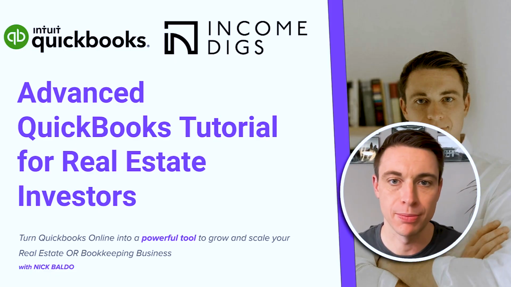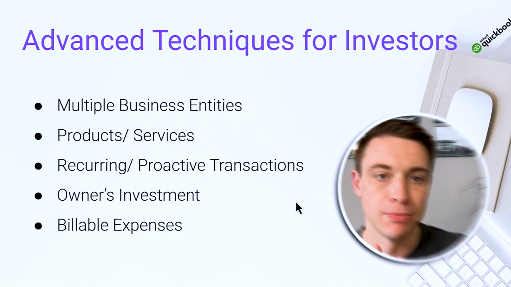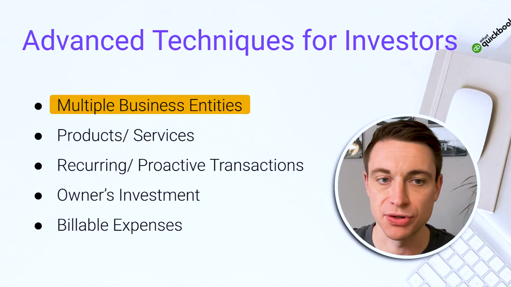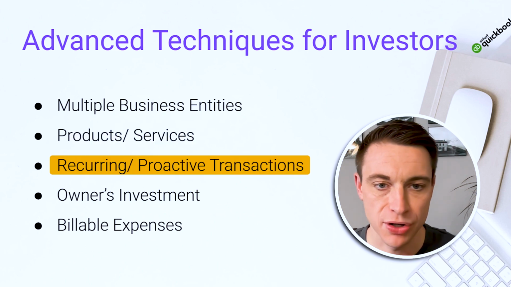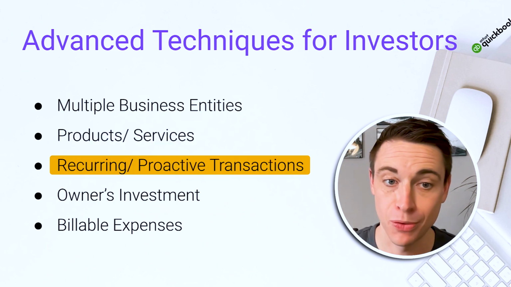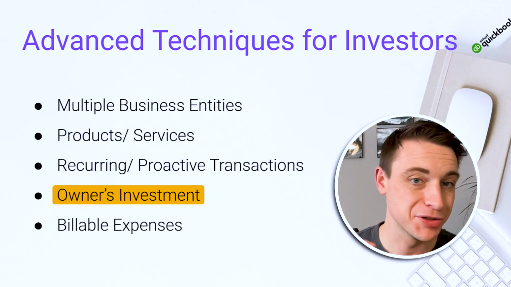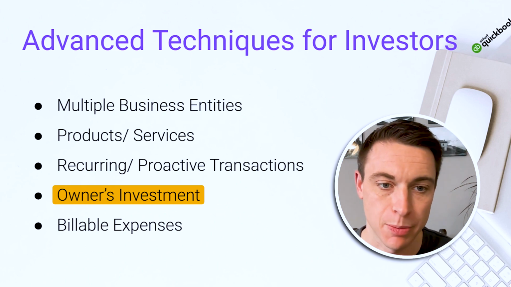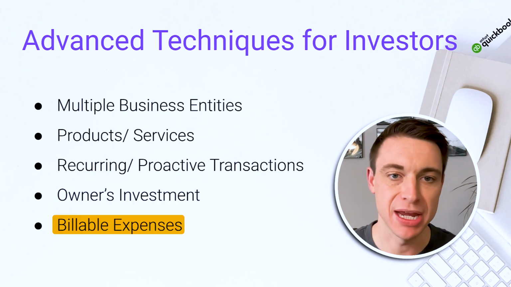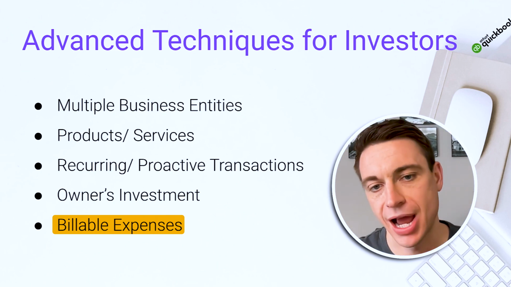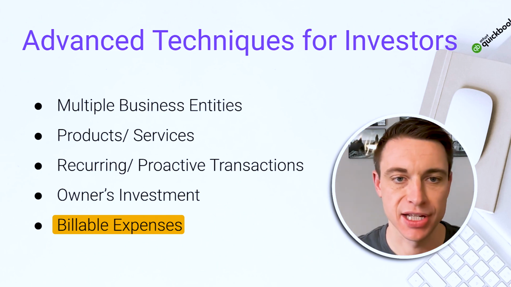Let's get into the advanced techniques for QuickBooks Online, and specifically, we're going to get into these 5: multiple business entities within one subscription, products and services, recurring and proactive transactions, which is something nobody's really doing, owner's investment, which we all do but we're not sure how to tackle within QuickBooks Online, and billable expenses, making sure we don't lose money by tracking expenses that we should then charge to our customers. So let's get into it.